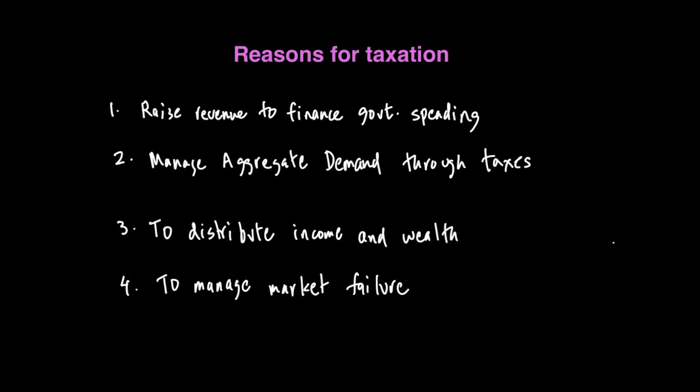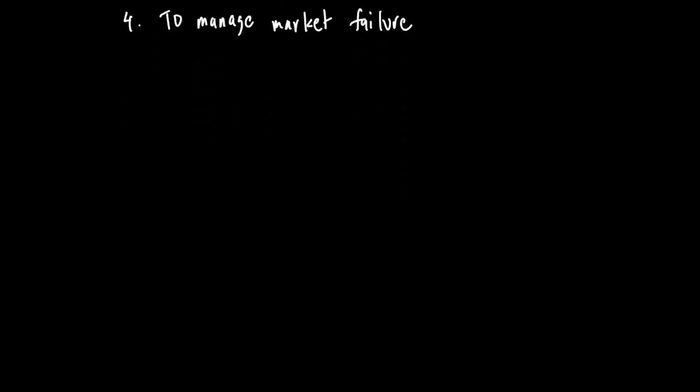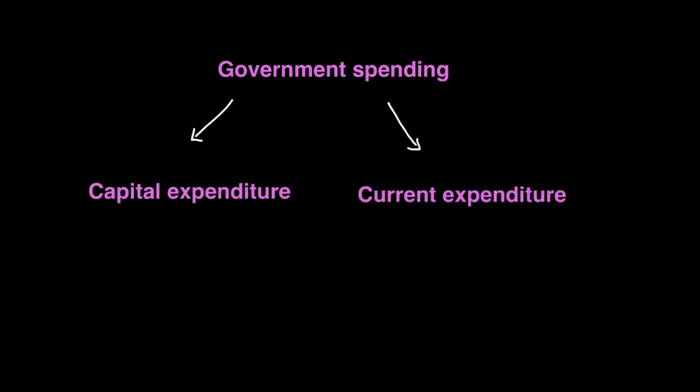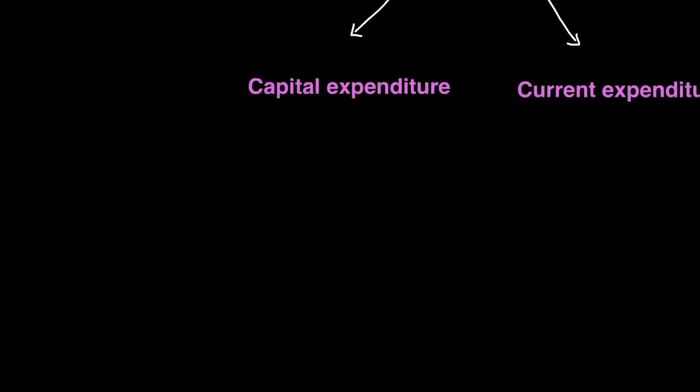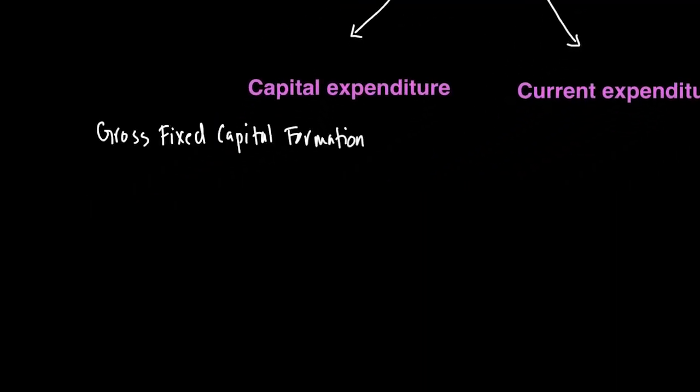Let's now look at government expenditure or government spending. When we look at government spending, there are two types: one is what we call capital expenditure, and another is what we call current expenditure. Capital expenditure, or gross fixed capital formation, are the terms used for government investment.